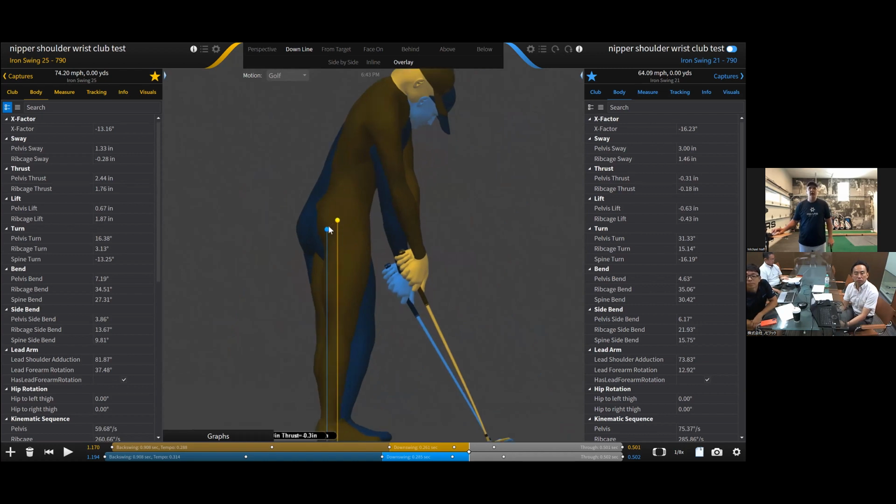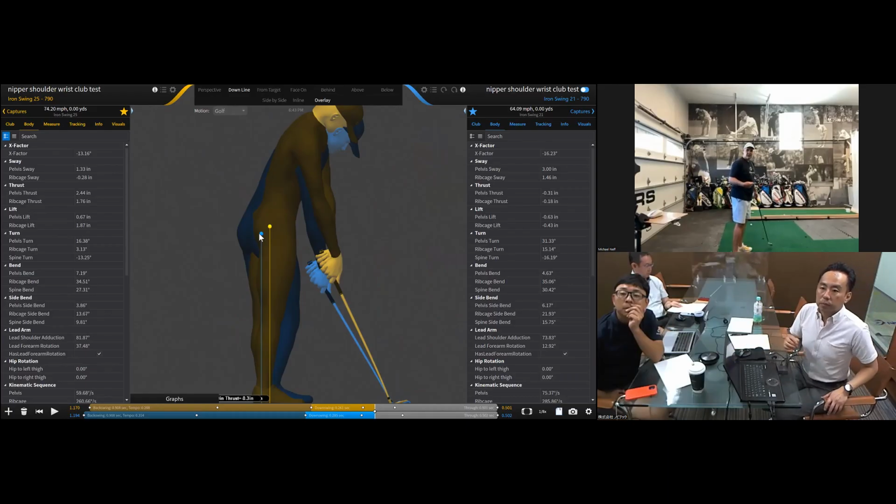One of the most common problems that we have in golf is players coming over the top and lifting early and thrusting. So the center of your pelvis is moving up and toward the ball. It's moving kind of that way. That's one of the biggest challenges that we see in golf, the pelvis lifting and thrusting.